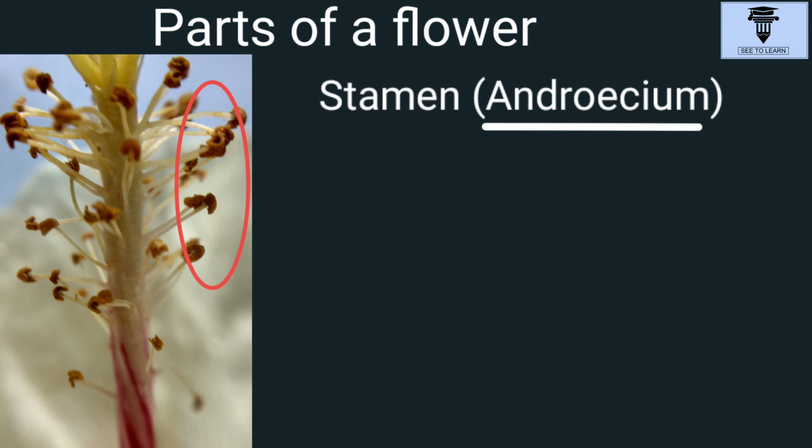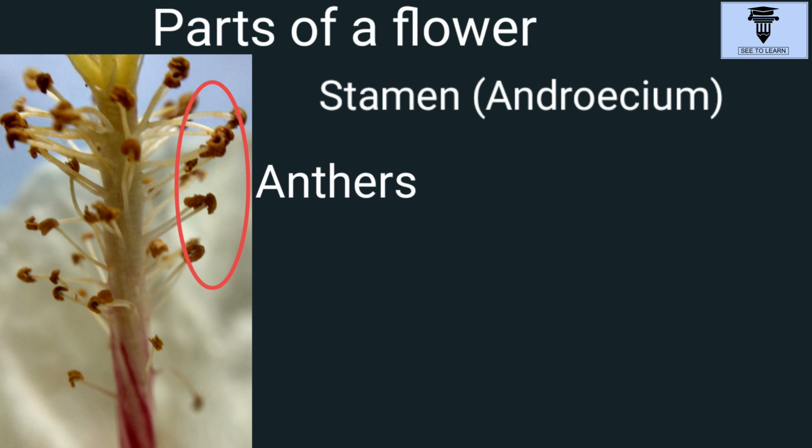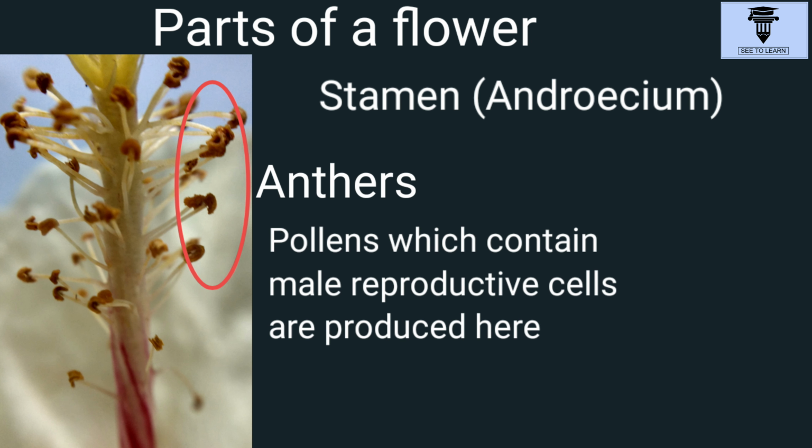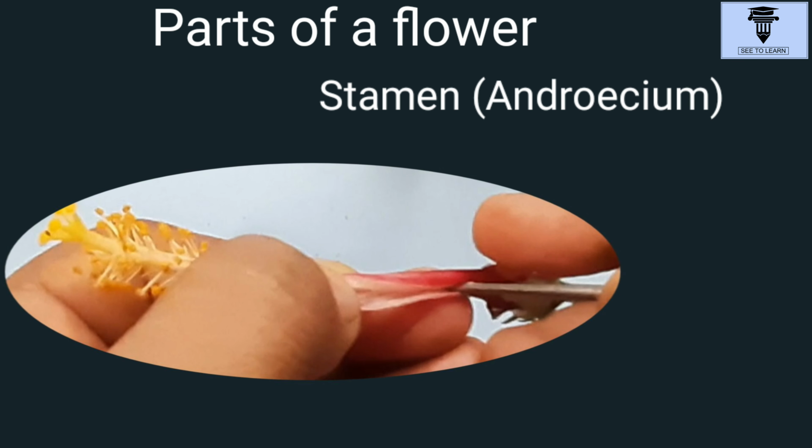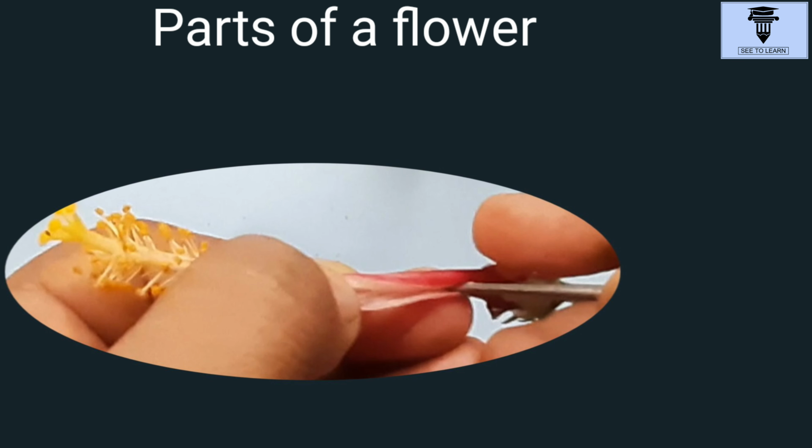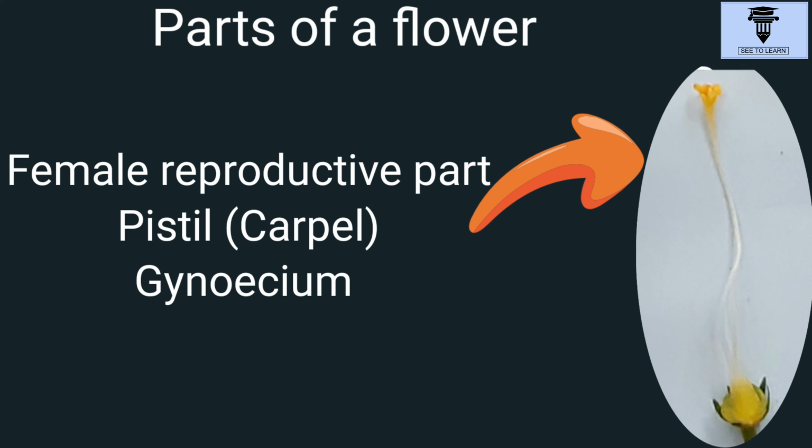These yellow tiny structures over here are the anthers. Pollens which contain reproductive cells are produced here. I'll cut open the stamen carefully to show you the innermost part, that is the female reproductive part, called pistil or carpel. Collectively they are called Gynoecium.